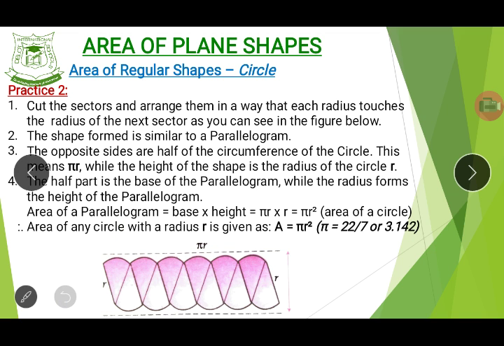Both those opposite sides are semicircles. They are half of the circle, while the height of the shape, as you can see here, is the radius of the circle.